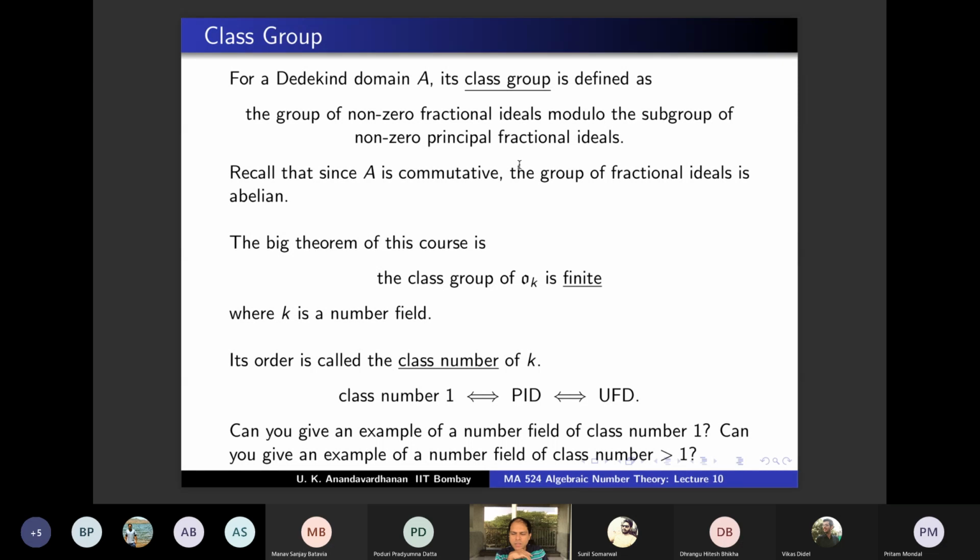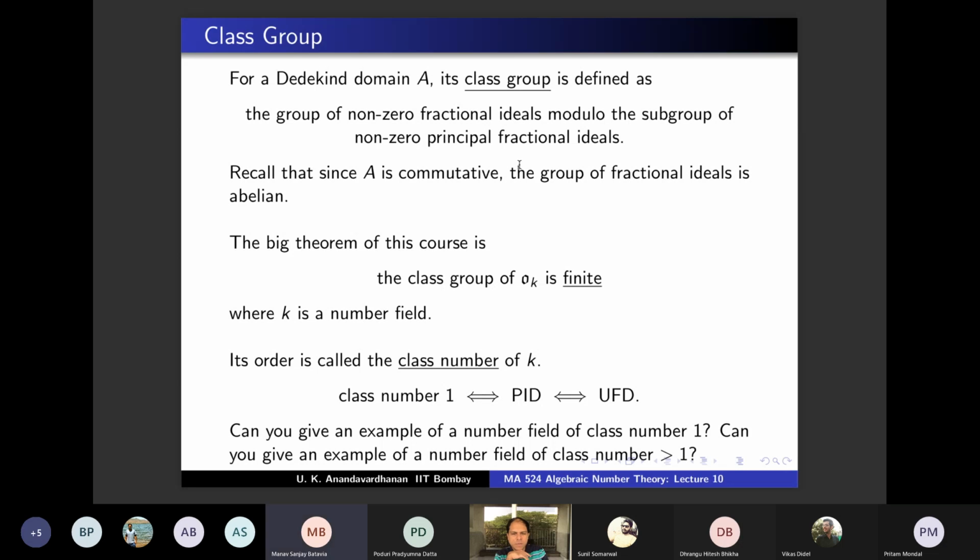This was there in the last class, no? In fact, this is Z of 1 plus root minus 19 by 2. That won't be a PID. That will be a Euclidean domain, no? That was an example of a PID which is not a Euclidean domain. Z root 5i. Yeah, the other one, the easier one.